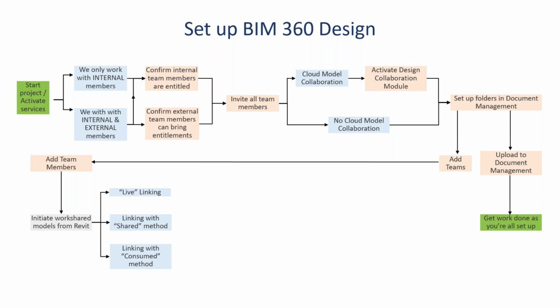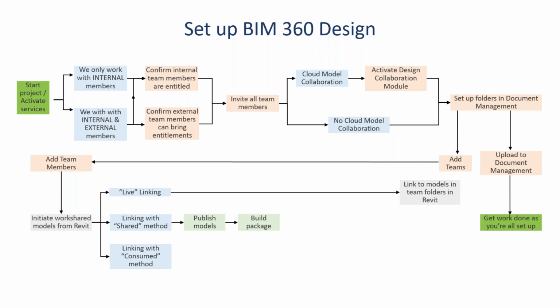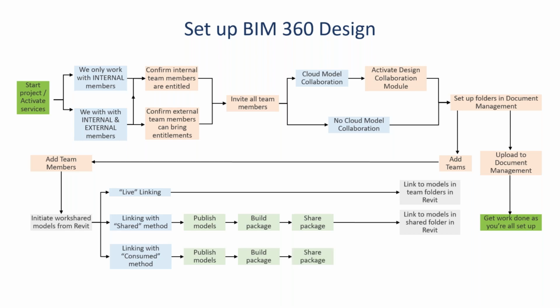Now, should teams be using the live linking method, they continue to link to the models in the team folders in Revit. Should they be linking with the shared method, they will publish the models, build the package, share the package, and head over to link to the models in the shared folder in Revit. If teams are linking with the consumed method, they will publish the models, build the package, share the package, consume the package, and link to the models in the consumed folder in Revit. And once this has been done, your setup is complete and you can get to work.